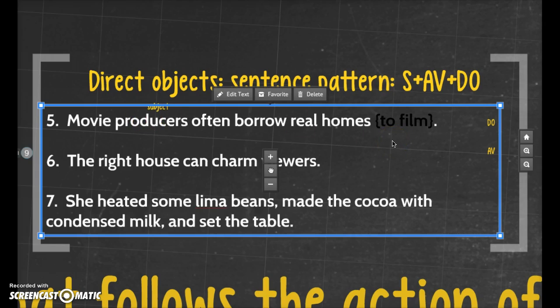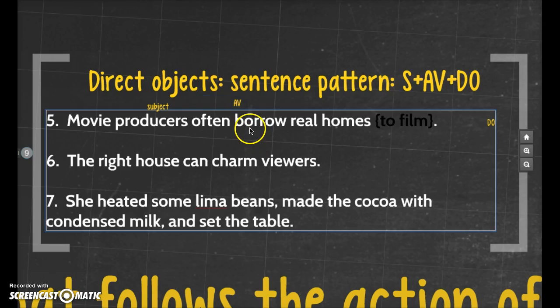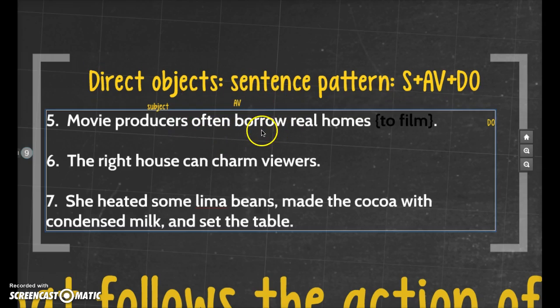Continuing here, I need to figure out what my action verb is. What is my verb in this sentence? My verb is going to be borrow. Now often is also going to act here as a helping verb. Whenever I see helping verbs, they just stay together as one verb phrase. So I'm going to put AV over both of them. I know this is a helping verb, and this is an action verb, but together they still create one verb phrase. So I'm just going to put AV over both.